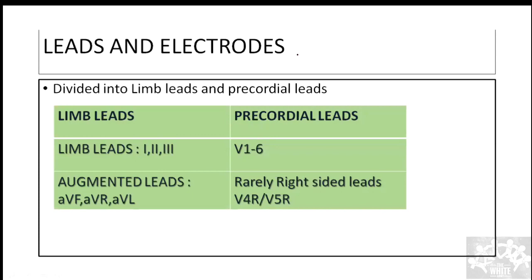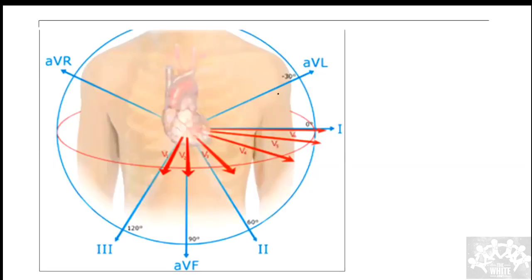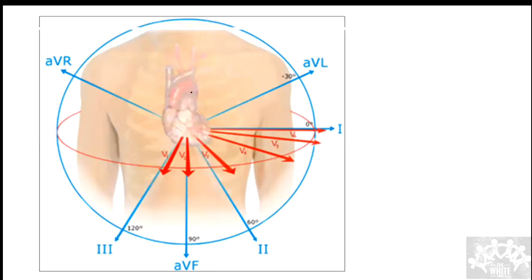Okay. So we divide these leads into limb leads and precordial leads. Limb leads, as the name says, are placed on the limbs. Precordial leads are placed over the precordium. Okay. So we are going to check the electrical activity in 2 planes. Okay. So in this direction.